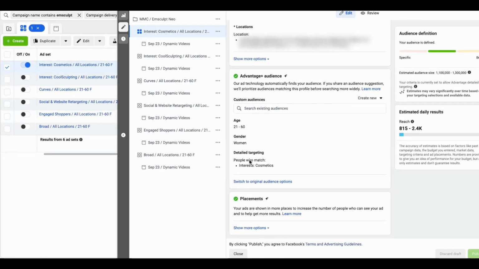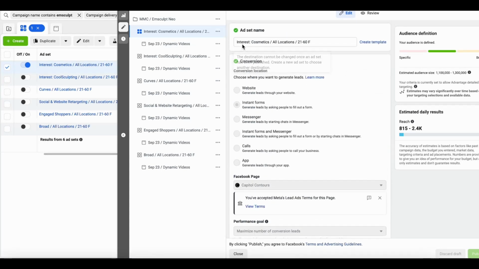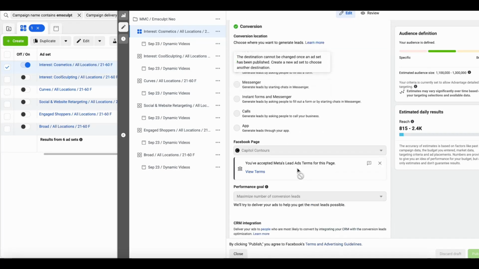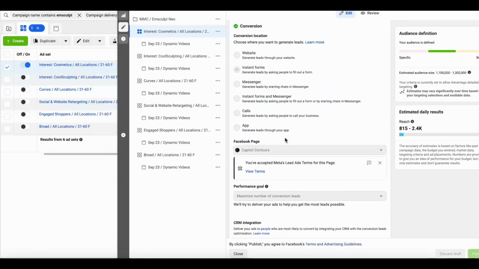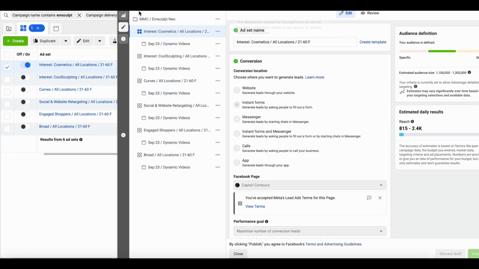And here we've been testing just single-based interests. So this one is purely just interest is cosmetics, which is reflected in the name. Everyone has different naming conventions, but you could stack different interests if you like, but that is just how we've done it with these. Once again, we've been working with this client for over a year now, and we're getting really, really consistent results for them.